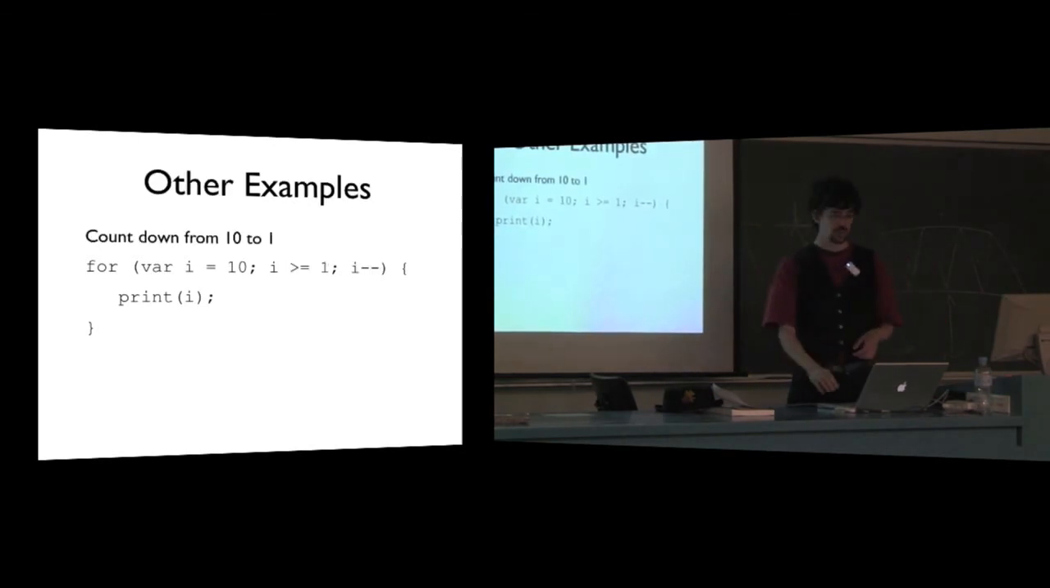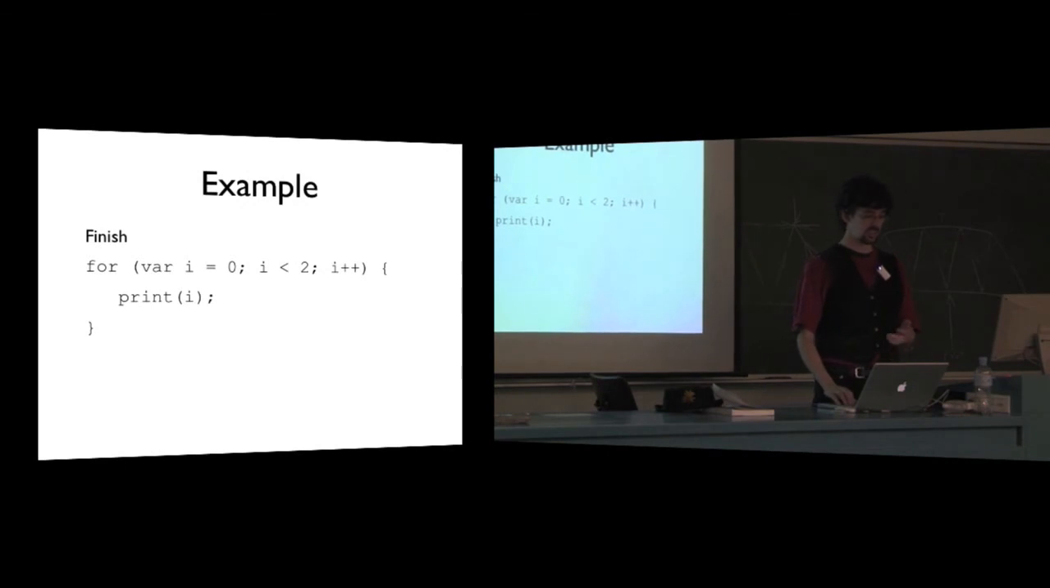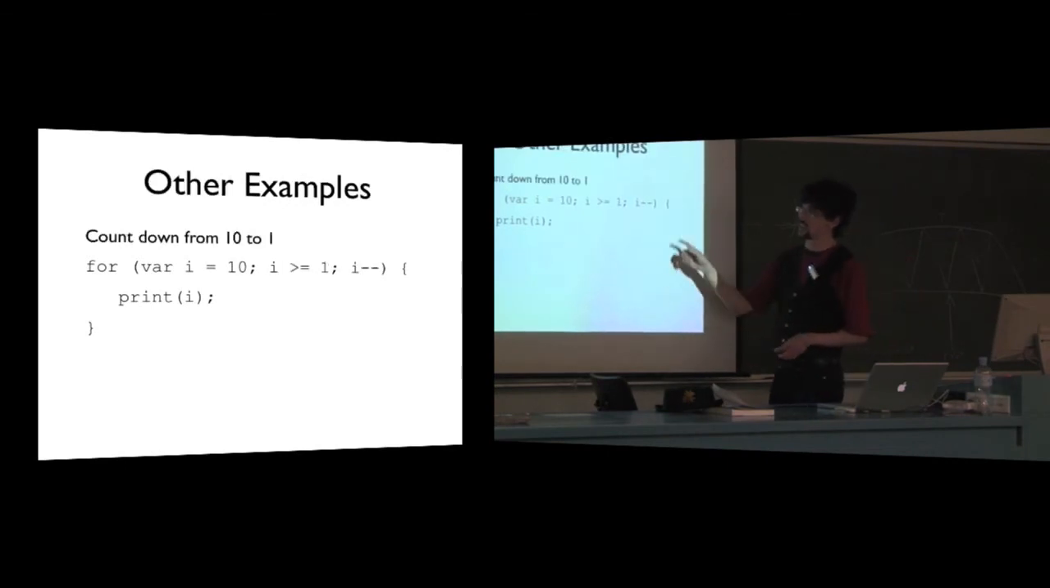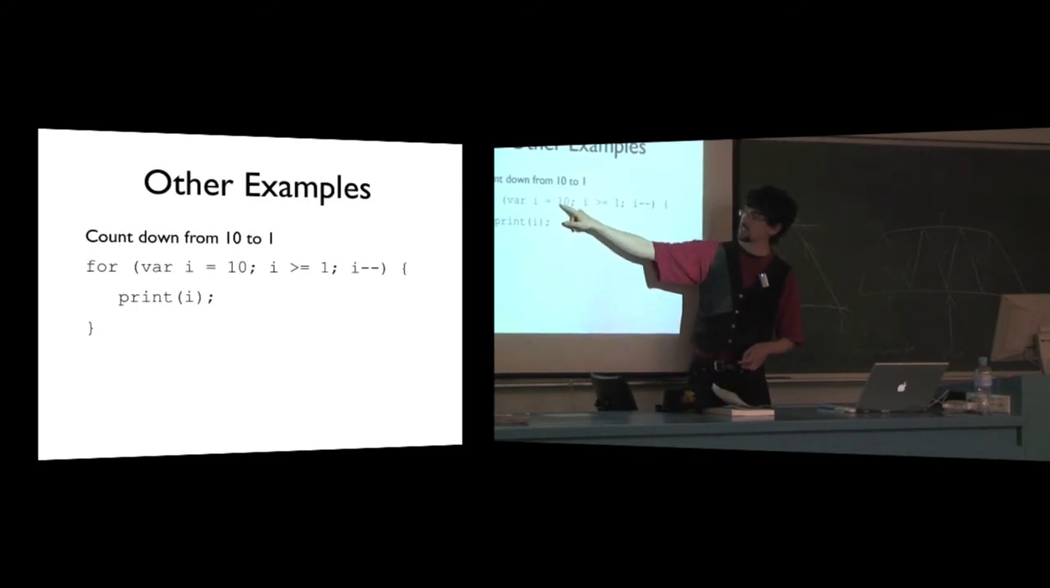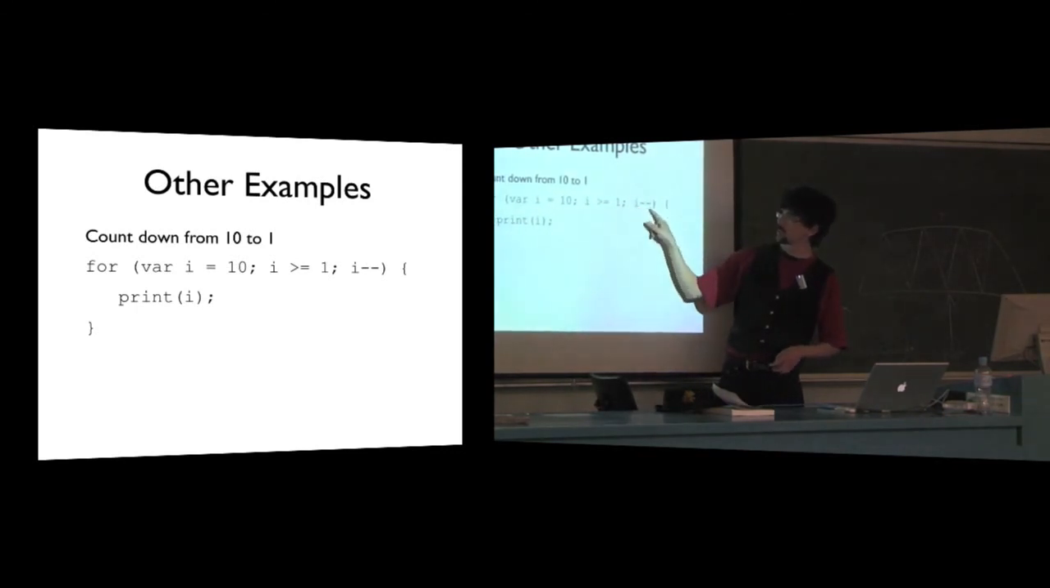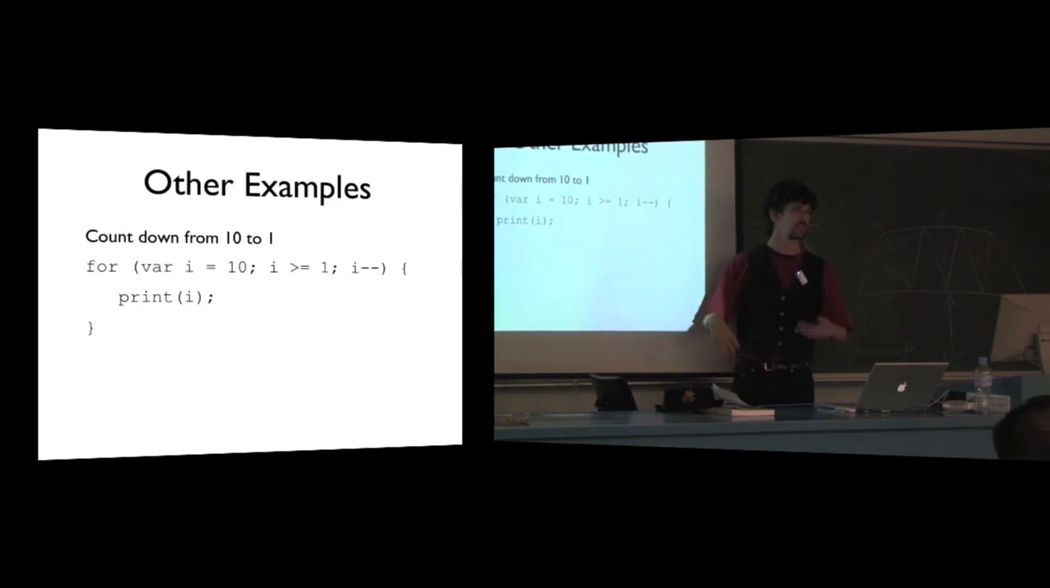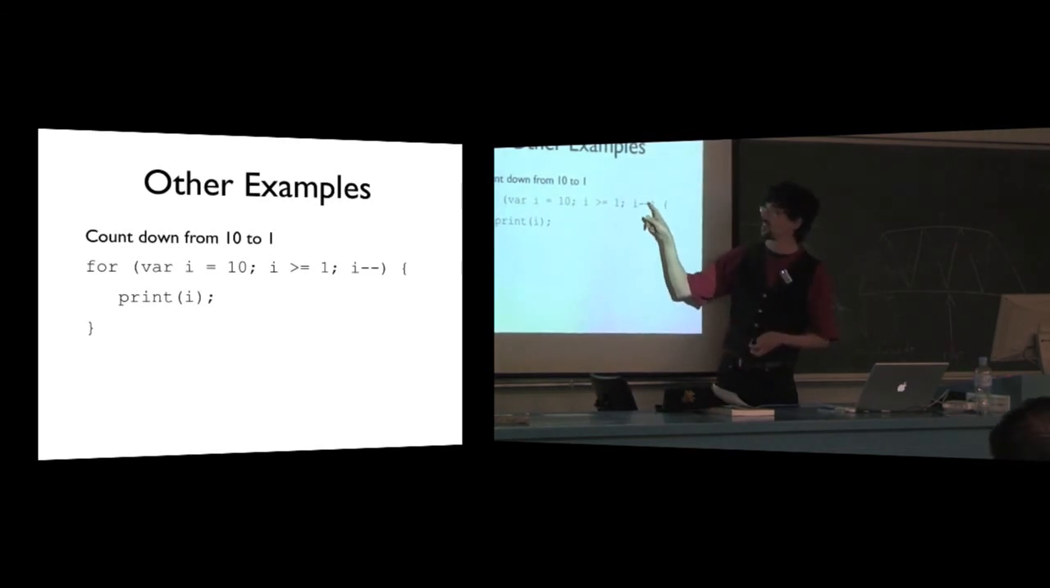We don't have to do counting upwards. This is just a typical example. We could count downwards. So if we start by setting the value of I to 10, on each loop we will subtract one from I, which is a minus minus, which I don't think I've talked about before, but it's the opposite of plus plus. It subtracts one every time you run it.